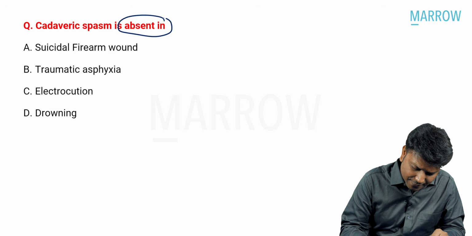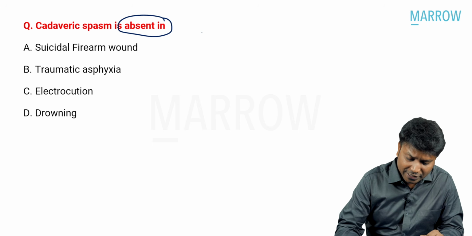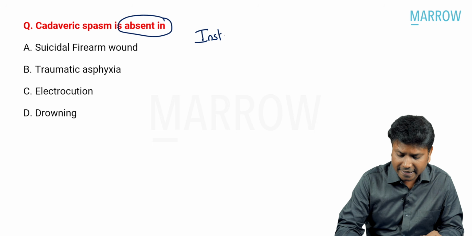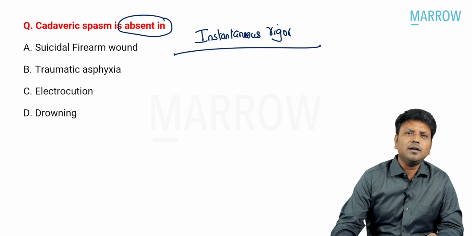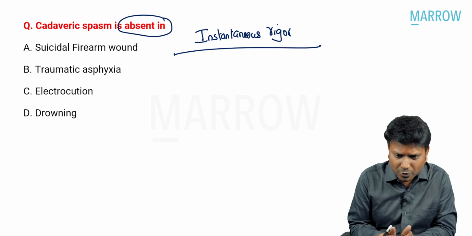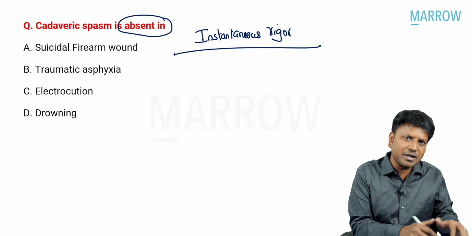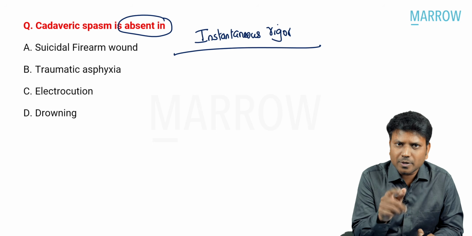Cadaveric spasm is absent in dash. What is cadaveric spasm? Cadaveric spasm is also called instantaneous rigor. One group of muscle which was contracted at the time of death continues in contraction after death also. So you can see one group of muscle will be in spasm.